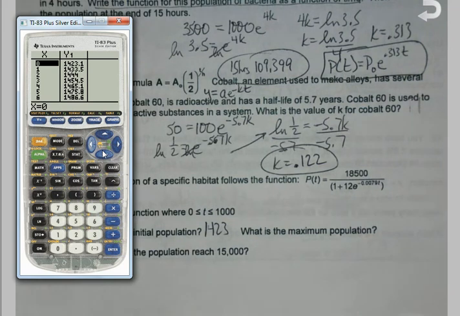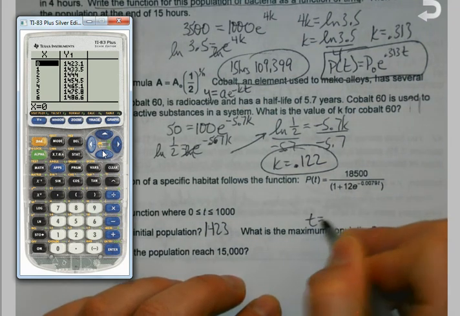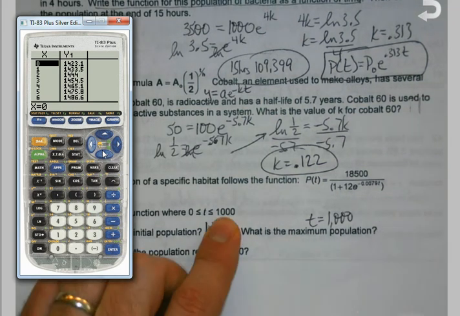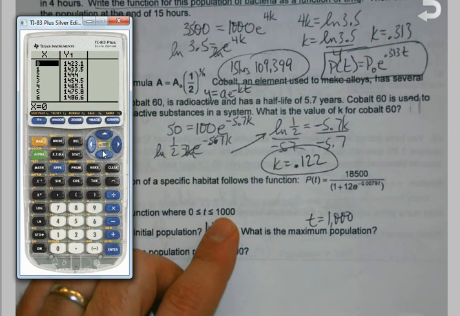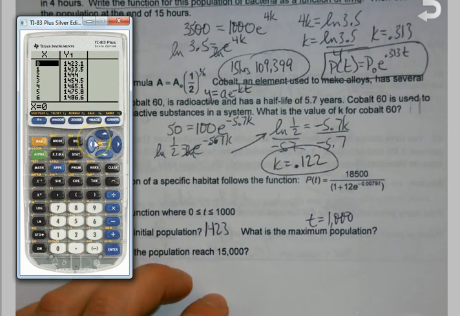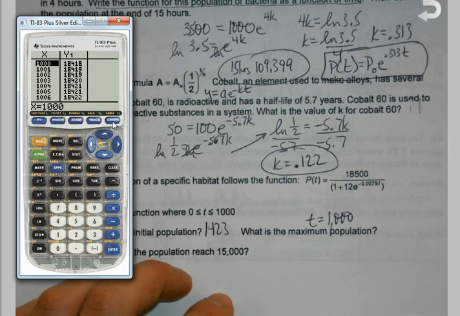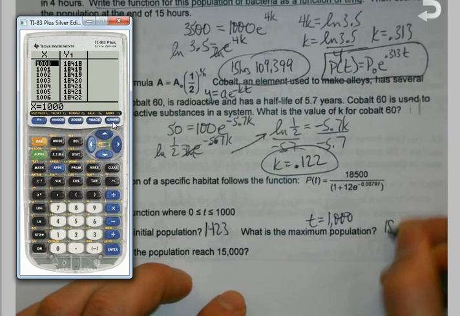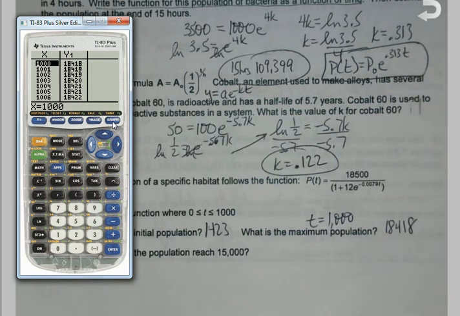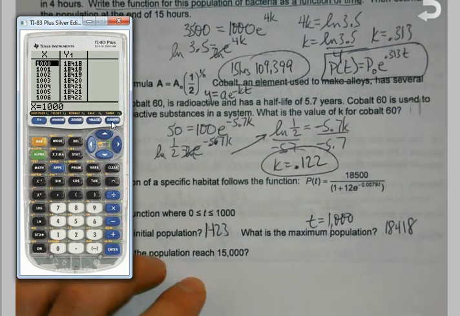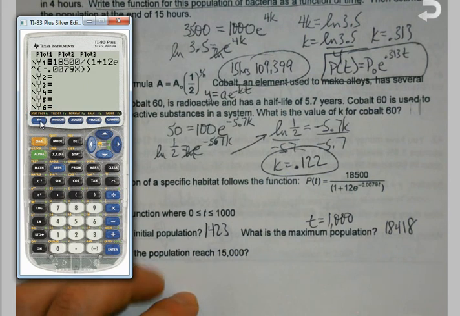Your maximum population is always going to be at the largest t value that you have. So you're like, do I literally have to go down to 1,000? Well, I can do a couple of things. I can either go to table set and tell it to start at 1,000, which is second window. Or I could just mess with my screen, but I really don't want to do that. But here is something I'm going to do.